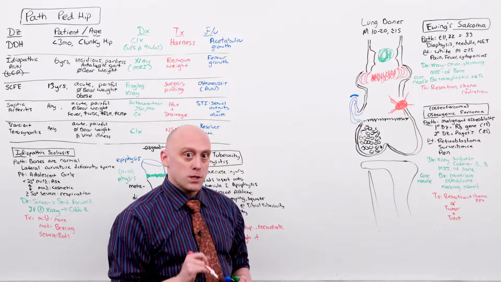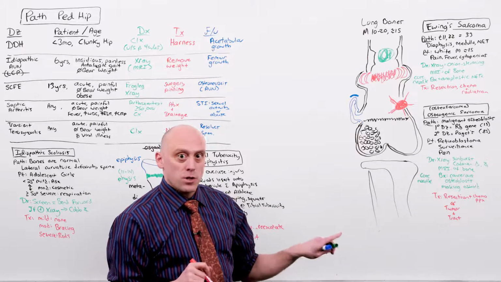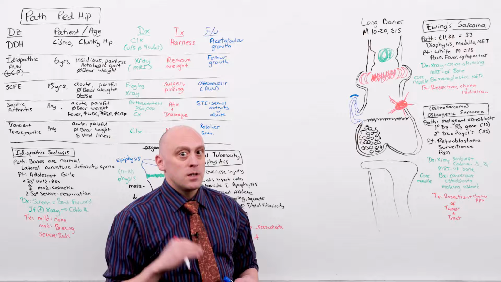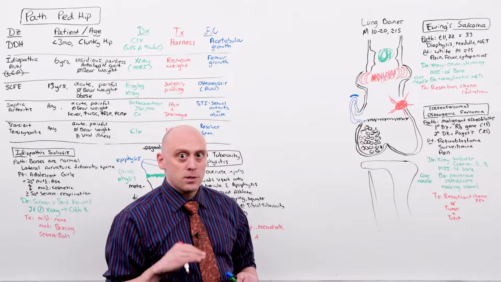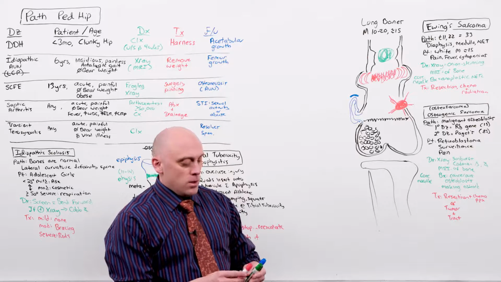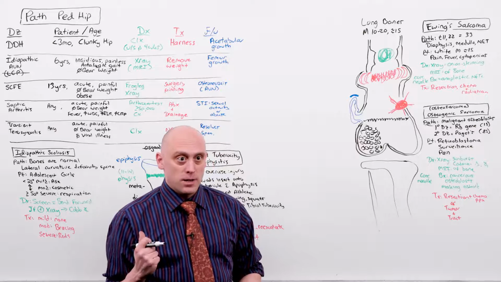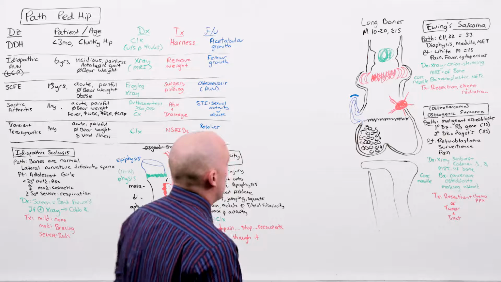Ewing sarcoma, translocation 11;22, osteogenic sarcoma, retinoblastoma. From there, it's X-ray, MRI, biopsy, resection, chemo. I've saved the lowest yield diagnoses on the list for the end. That is the benign bone tumors.